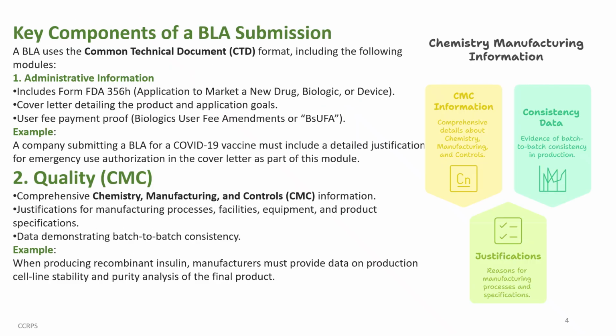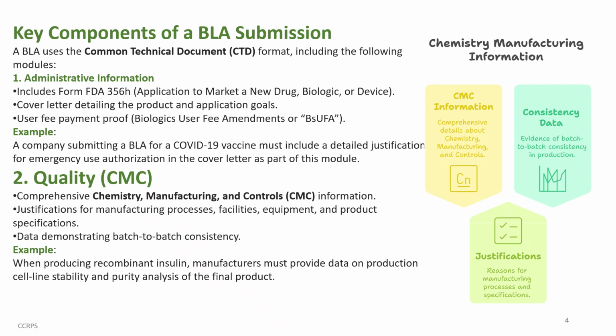Key components of a BLA submission. A BLA uses the common technical document format including the following modules. Administrative information includes forms FDA 356h, application to market a new drug, biologic, or device, a cover letter detailing the product and application goals, and user fee payment proof, under the Biologics User Fee Amendments, or BsUFA. A company submitting a BLA for a COVID-19 vaccine must include a detailed justification for emergency use authorization in the cover letter as part of this module.